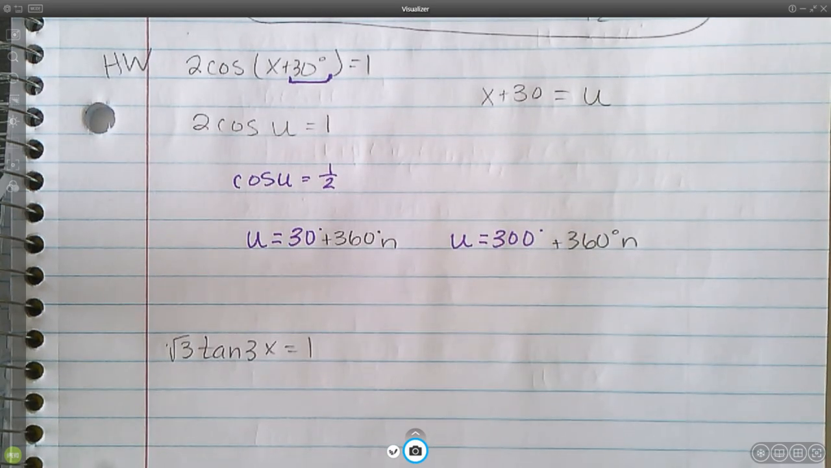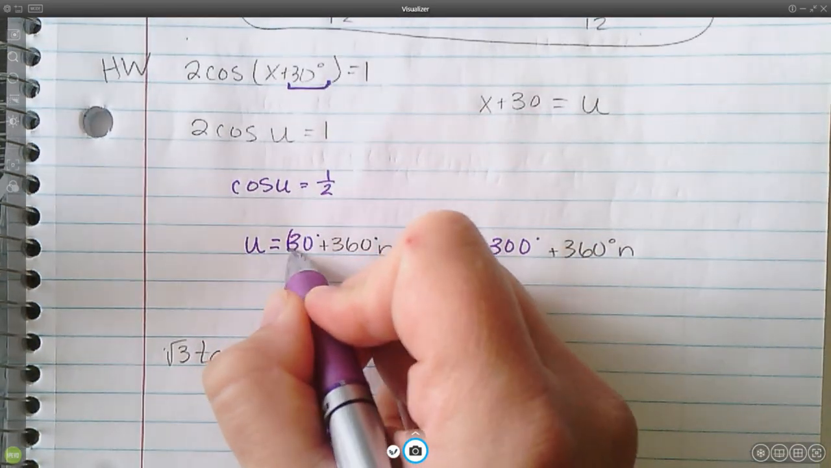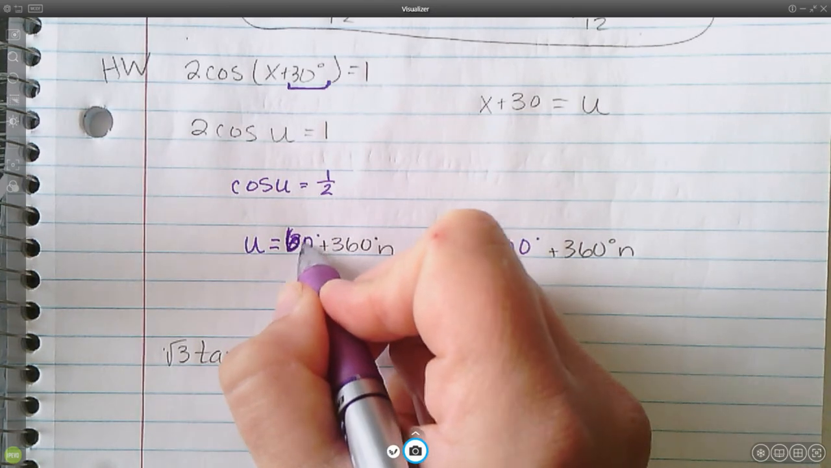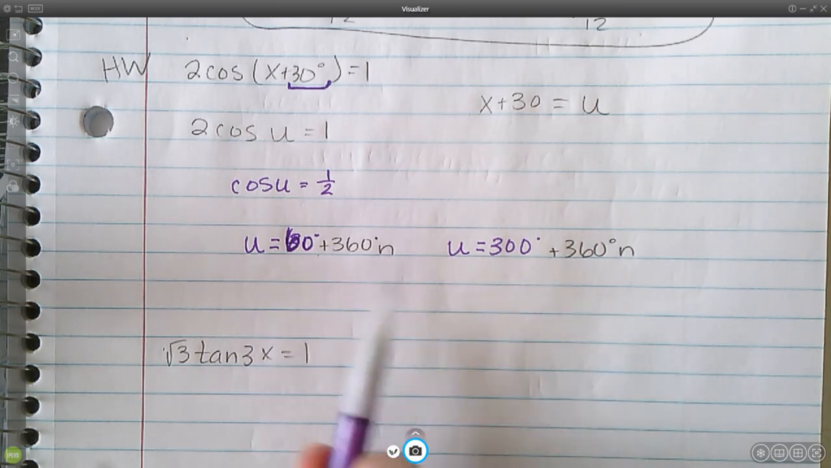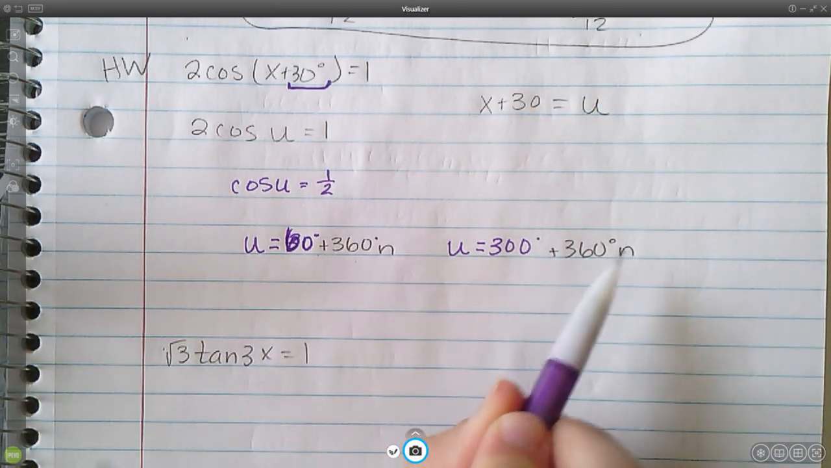And I remembered wrong. This was supposed to be 60. I said it the first time, and then I went back and looked, and I wrote the wrong thing. So that should be 60. Sorry about that. Okay, so we have 60 plus 360n and 300 plus 360n.